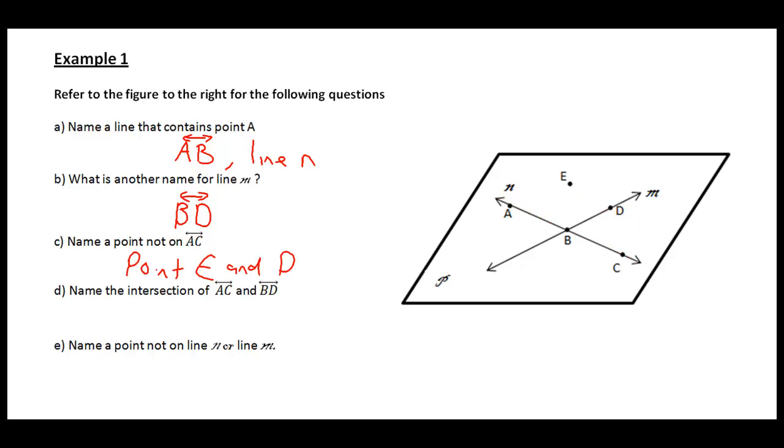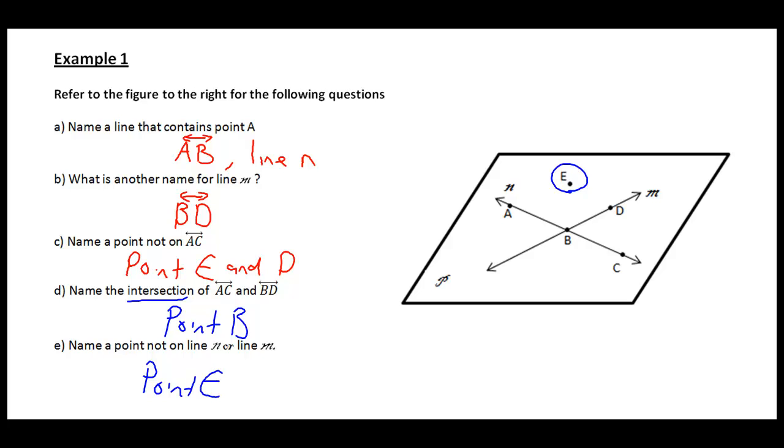Part D. Name the intersection of lines AC and BD. Well, an intersection is just where the 2 lines cross. Those 2 lines cross right here at point B. So that would be my answer. The intersection of those 2 lines is point B. Part E. Name a point not on line N or M. If I'm looking for a point not on either of those two lines, I would have to have a point that is non-collinear with both of them. Our only choice here is point E.